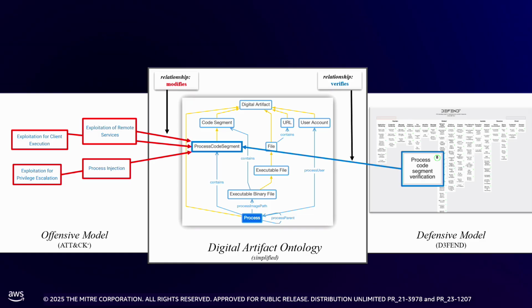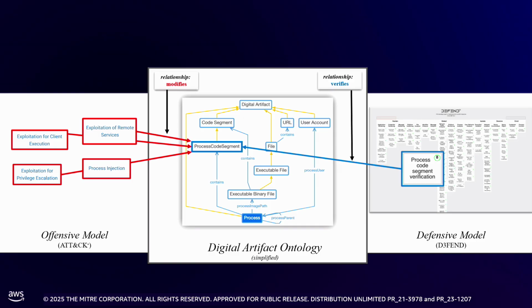The offensive model being, hey, I've got an exploitation for privilege escalation. My goal is to modify some process code segment and do so by process injection. So there's an offensive relationship, which is also something that a defender would want to do. You'd want to verify that there was no process code injection in play. So that relationship brings us to a digital artifact ontology.